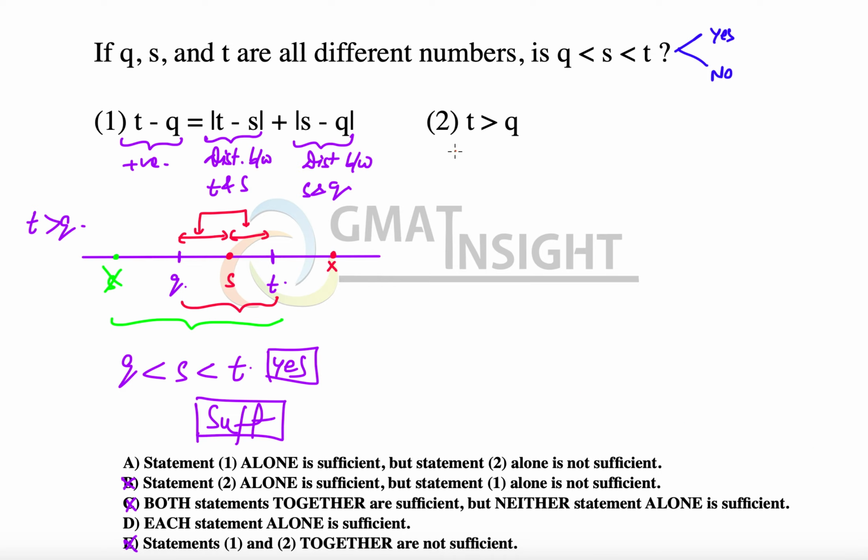Now let's check the second statement. The second statement says that t is greater than q, but this leaves unanswered the placement of s, and therefore we confirm that the second statement alone is not sufficient, and that was quite easy. The answer to the question that we mark has to be option A, because statement 1 alone is sufficient but statement 2 alone is not sufficient. Thank you so much.